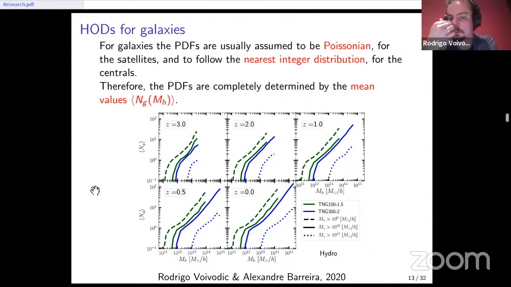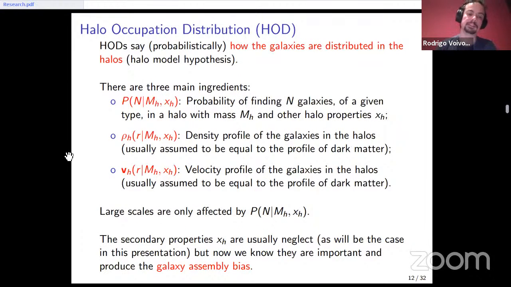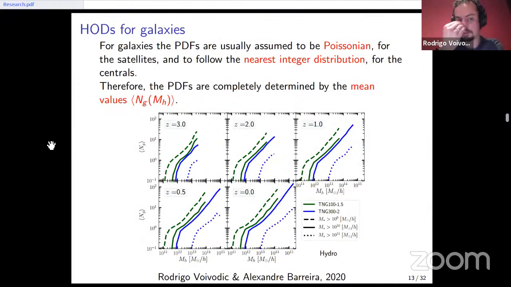Of course we can change these assumptions. For example, we can change the PDFs, and this will change a little bit, for example, the galaxy power spectrum, but the effects are very small, and usually they are not very important. For example, the secondary properties are usually more important than the PDFs of the HODs, okay? So here are just some examples of some HODs or mean HODs, okay?